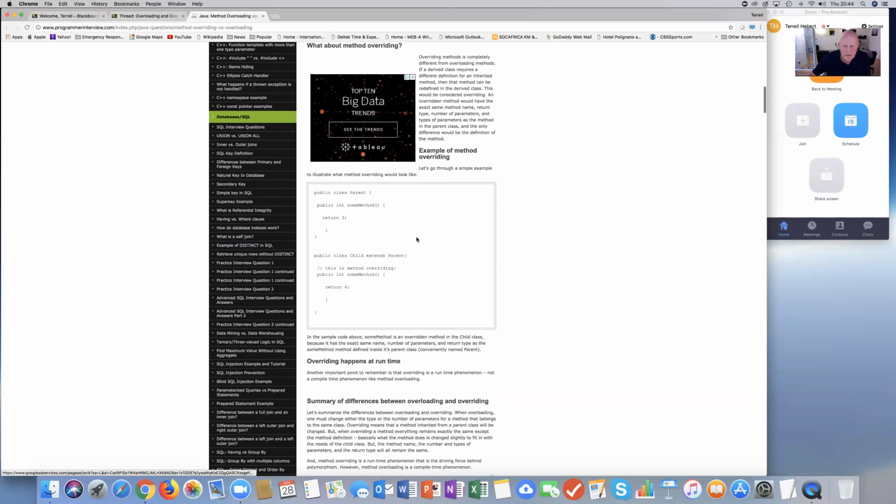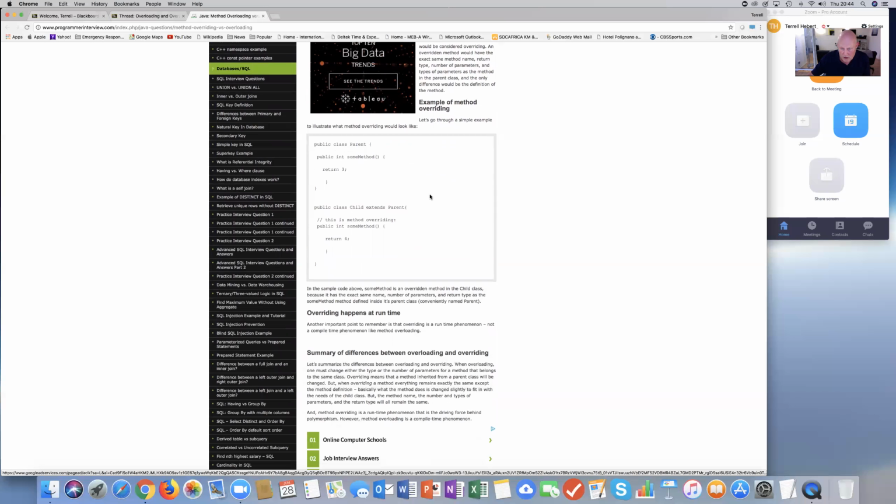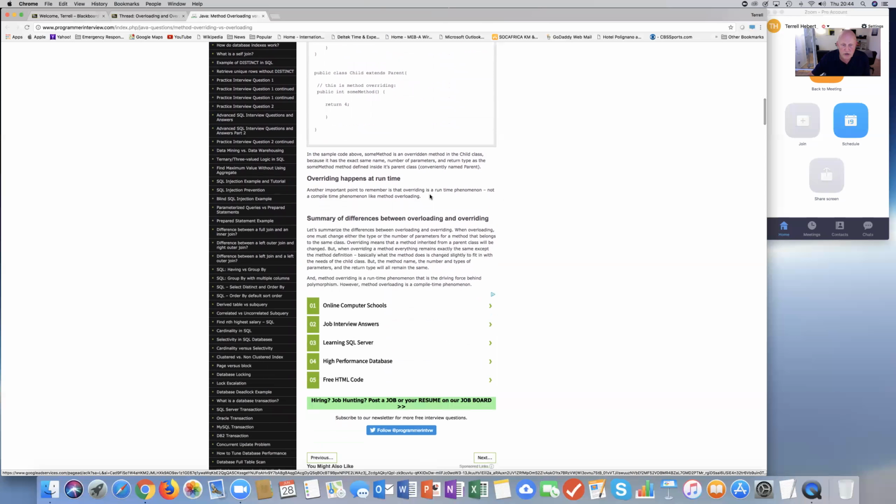Here's an example of method overriding. So when does overriding happen? Overriding happens at runtime.